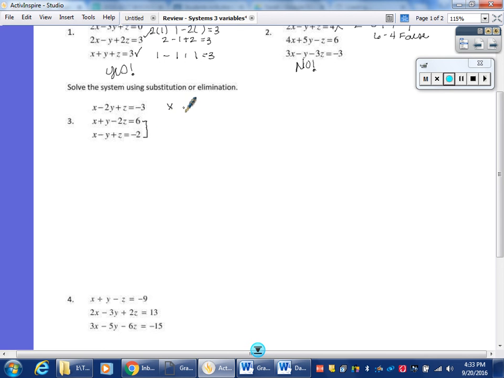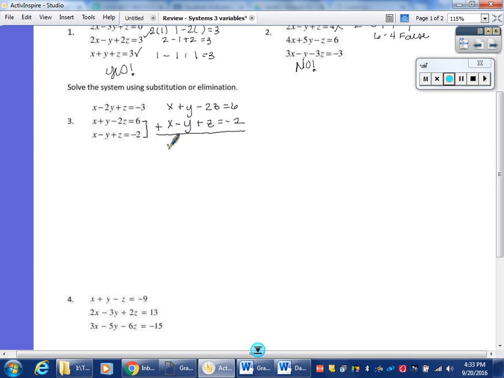So I'll rewrite them. x plus y minus 2z is equal to 6, and x minus y plus z is equal to negative 2. I chose y because if you look at these two y's, all I have to do is add these two equations together and we get rid of the y. So I'm going to do that.